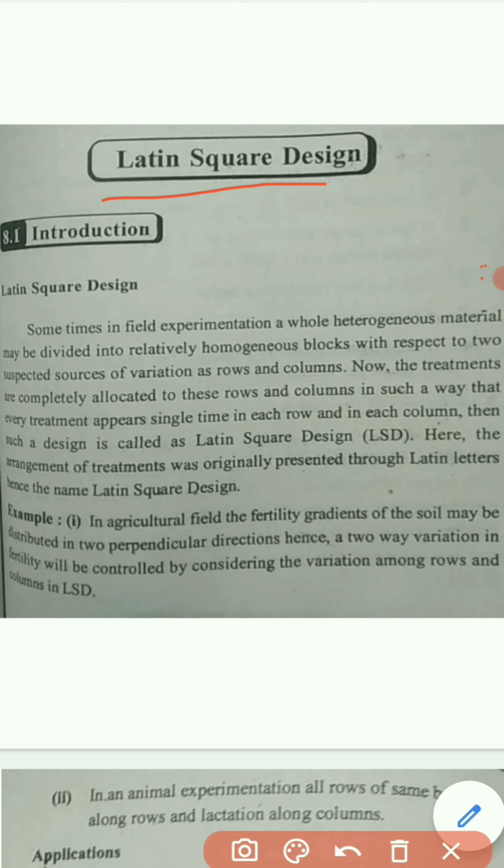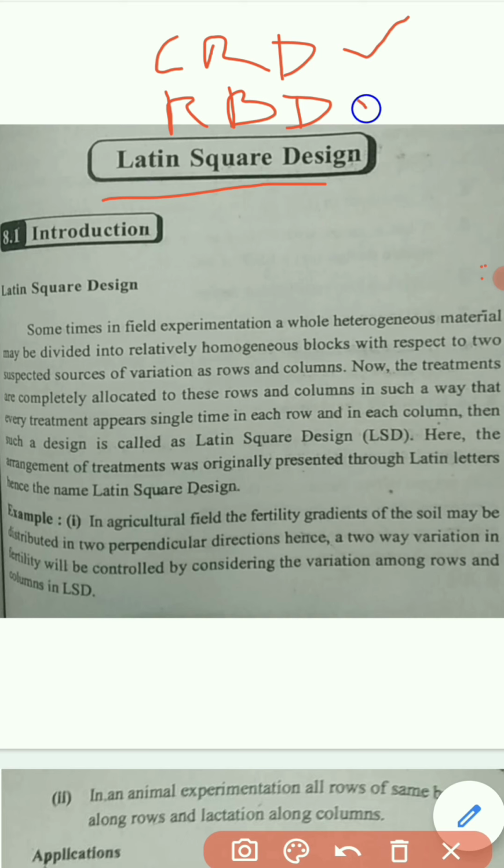Students, you have CRD, completely randomized design, RBD, randomized block design, and LSD, Latin square design. For CRD, we will go for only row or only column. If it is RBD, we will go for row as well as column. Here in LSD, we will go for row, column and treatment.